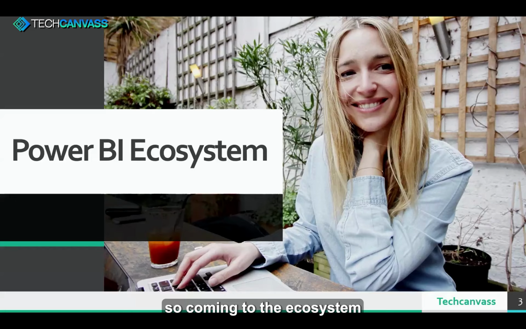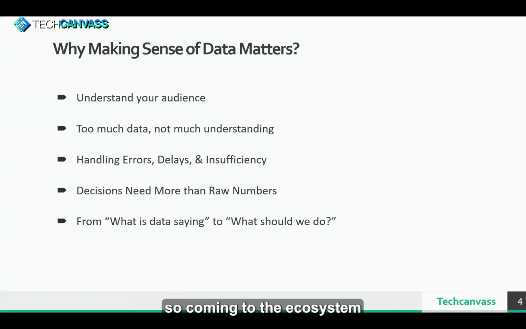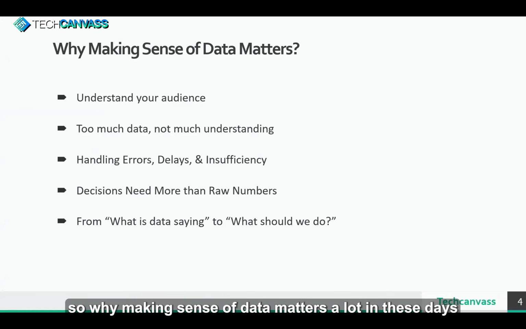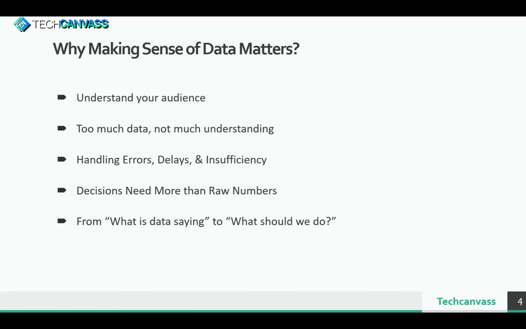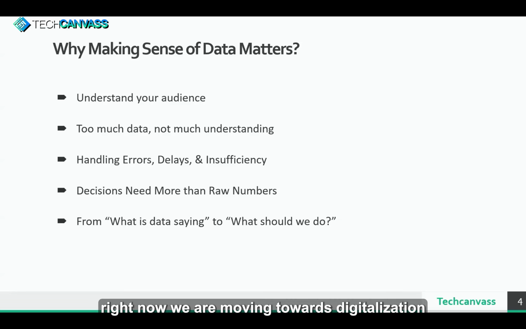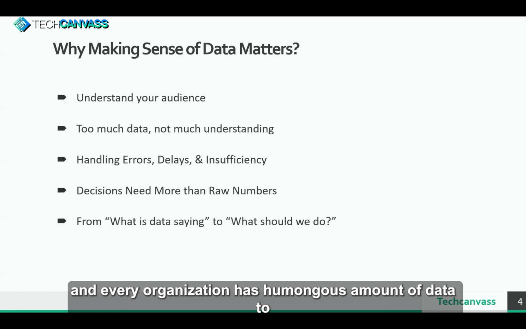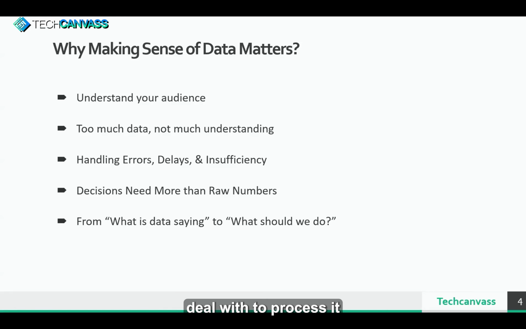So coming to the ecosystem. Why making sense of data matters a lot these days is because right now we are moving toward digitalization and every one of us is producing a lot of data. Every organization has a humongous amount of data to deal with, to process, to clean, and then get the insights out of, right?